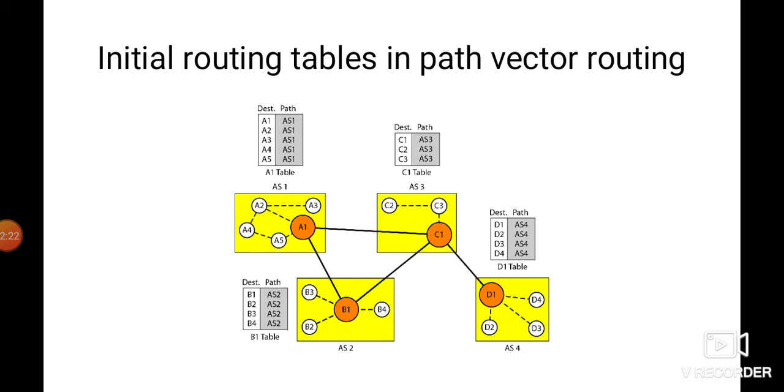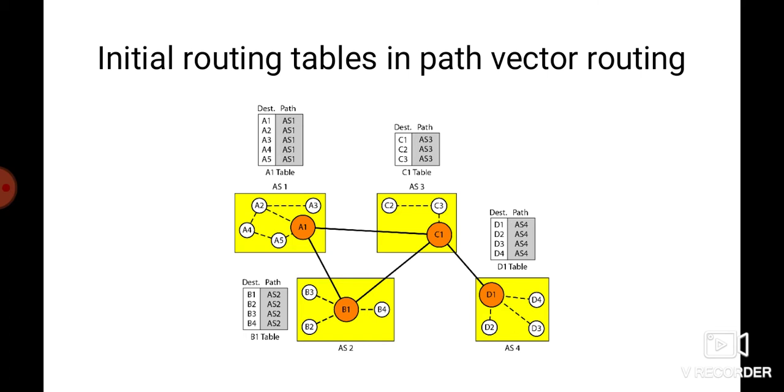In distance vector routing also, we were transferring the information to the neighboring nodes. So here we are transmitting the information to the neighboring autonomous system or the neighboring speaker node. So it is similar to the distance vector algorithm. Okay, so we will see the initial routing table in path vector routing.